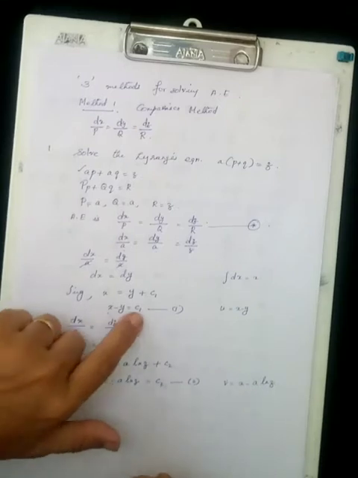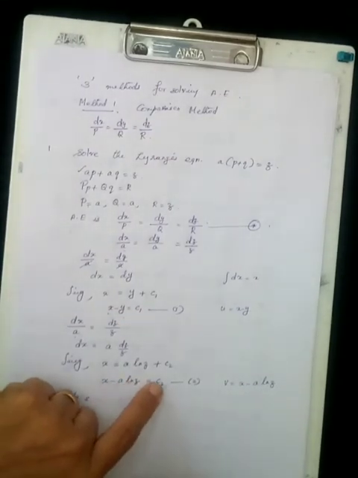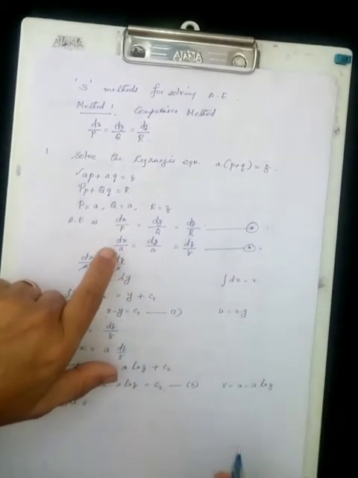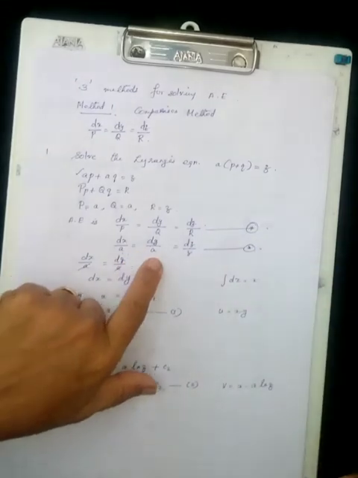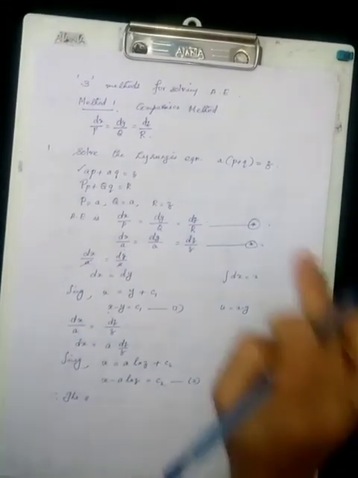Therefore, these are the solutions of the auxiliary equation star. That is x minus y equal to c1 and x minus a log z equal to c2 are the solutions of the auxiliary equation, this one: dx by a equal to dy by a equal to dz by z. But we have to get the solution of the Lagrange's equation.